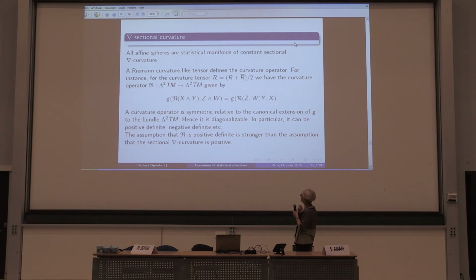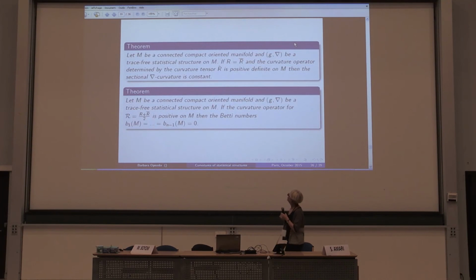If we have a Riemann curvature-like tensor, then it defines the curvature operator. That means it's a linear operator acting on the second exterior power of the tangent bundle into itself. So if, for instance, we take this curvature tensor script R, we can produce what I denoted here by fraktur R, the curvature operator. The assumption that the curvature operator is positive definite is stronger than the assumption that the sectional nabla curvature is positive. So here I would like to mention two theorems.